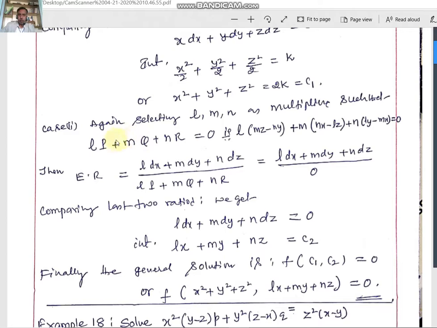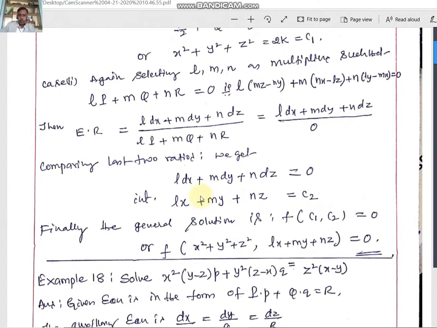So that is lP plus mQ plus nR is equal to 0. So each ratio should be equated to the fourth ratio, (l dx plus m dy plus n dz) divided by (lP plus mQ plus nR). This is a 0 value. So consider any one of the ratios on the left-hand side and the fourth ratio, cross multiply, you will get l dx plus m dy plus n dz is equal to 0. Integrating each term, l is constant, the integral of dx is x, so lx. Similarly, plus my plus nz is equal to 0.